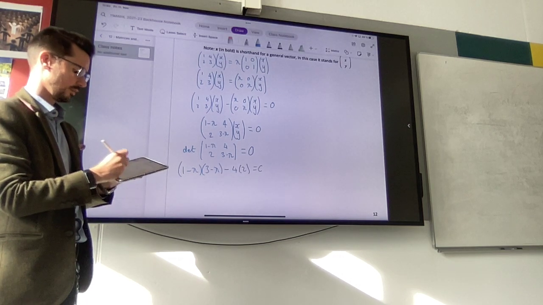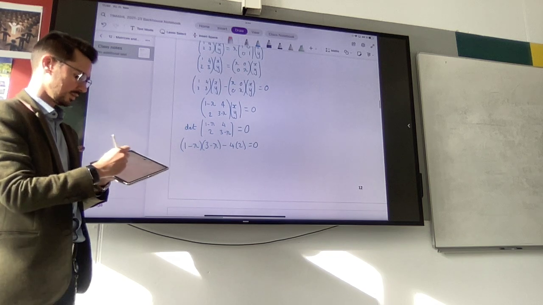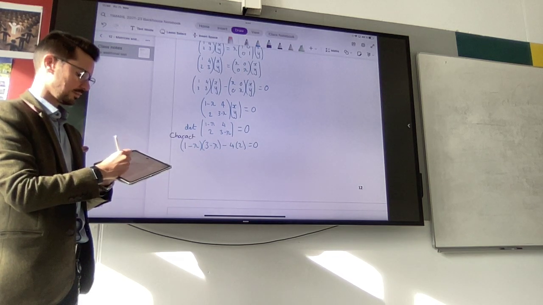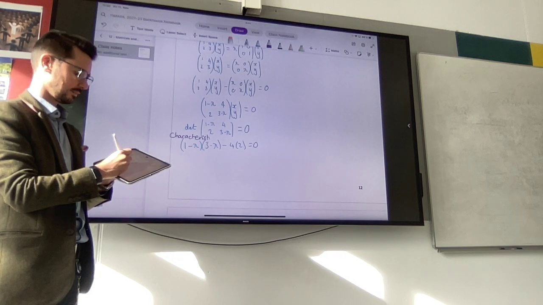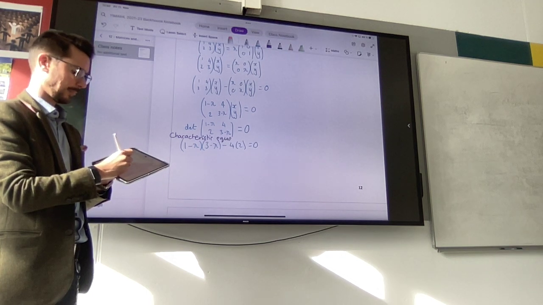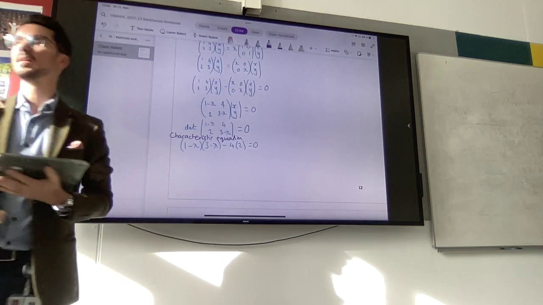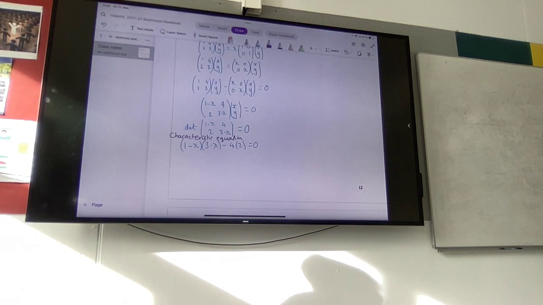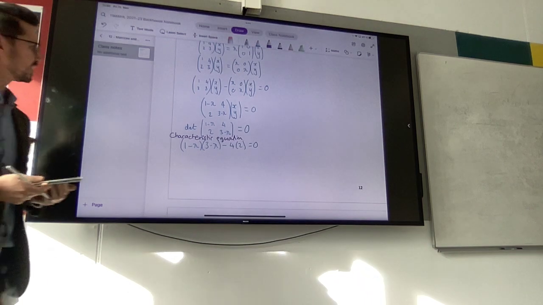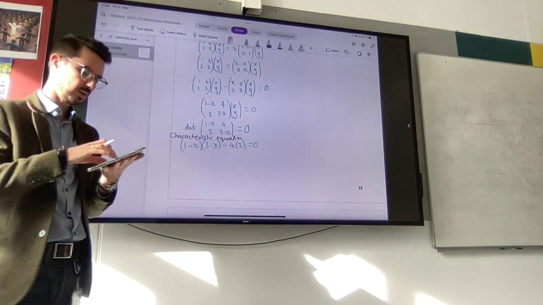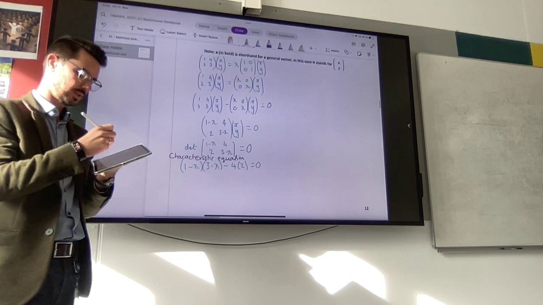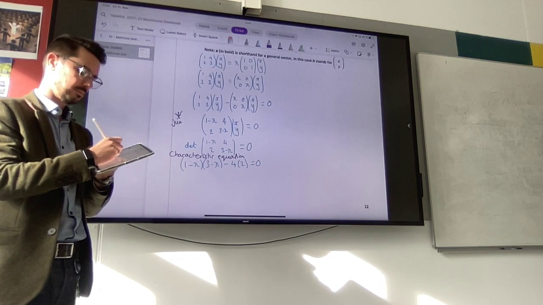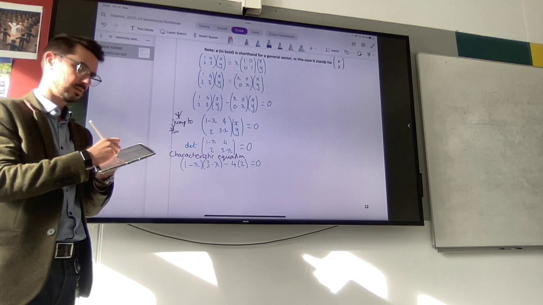AD minus BC equals 0. This is called the characteristic equation. And this is what you are free to jump to. And that's not the determinant. It's the characteristic equation of this matrix. It's going to help us find the eigenvalues. Actually, I think this is where you would jump to. I'm going to put a little purple star here. Jump to this step.